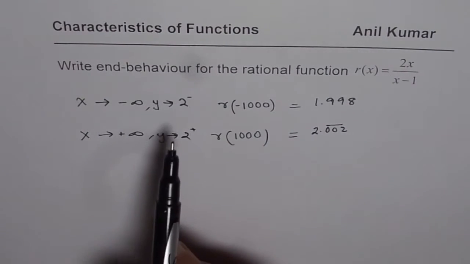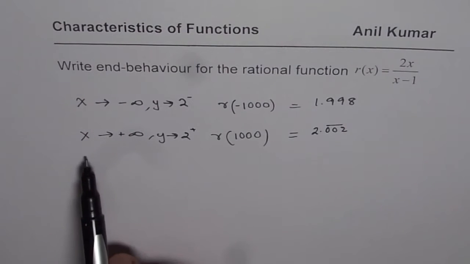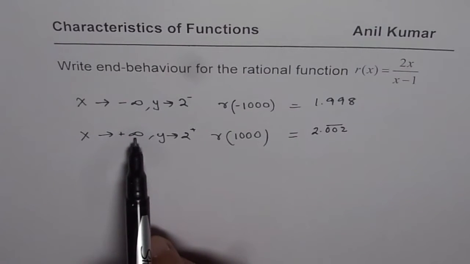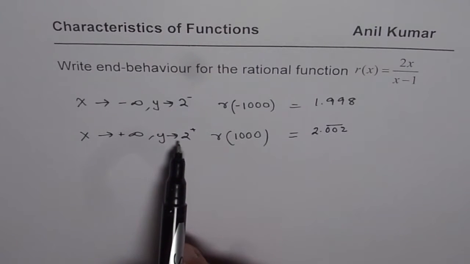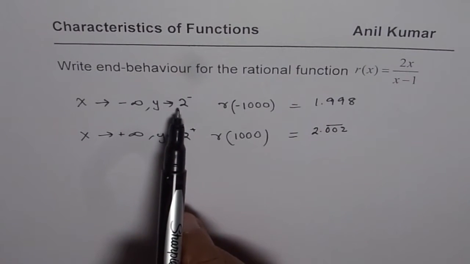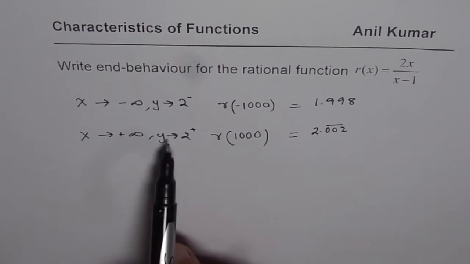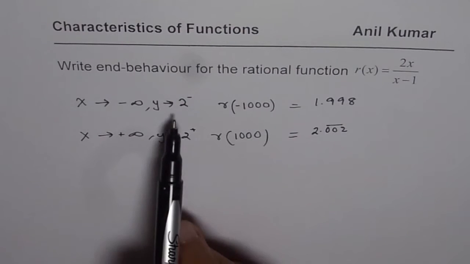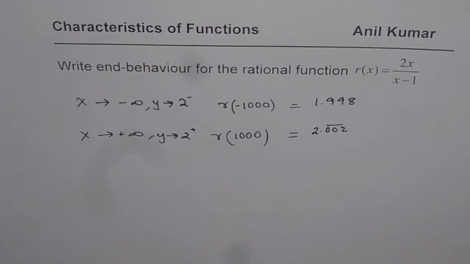So the end behavior is: when x is approaching minus infinity, y is approaching 2. When x is approaching positive infinity, y is approaching 2. In both cases y is approaching 2. However, in the first case it is approaching 2 from below, and in the second case from above. That is the difference, and this difference is critical to understand, especially when we are trying to sketch a graph.